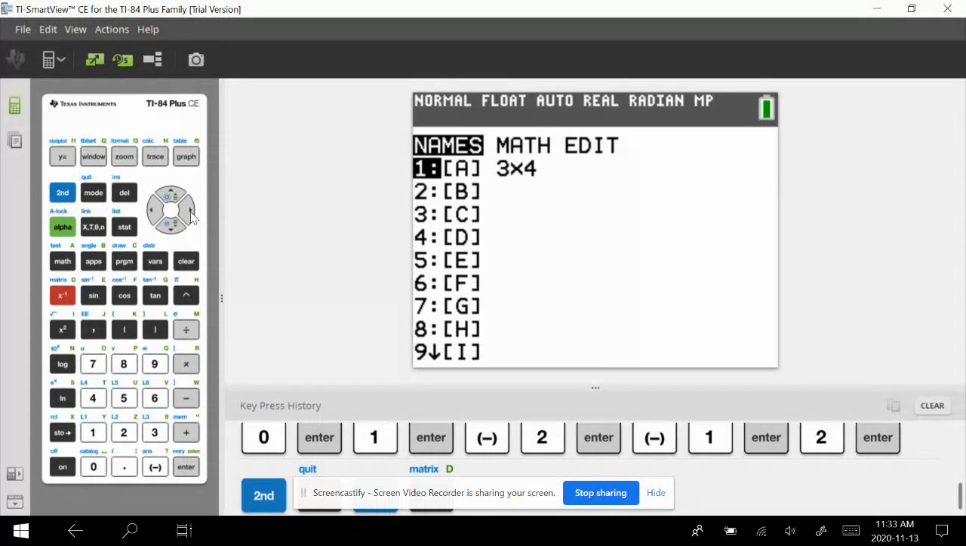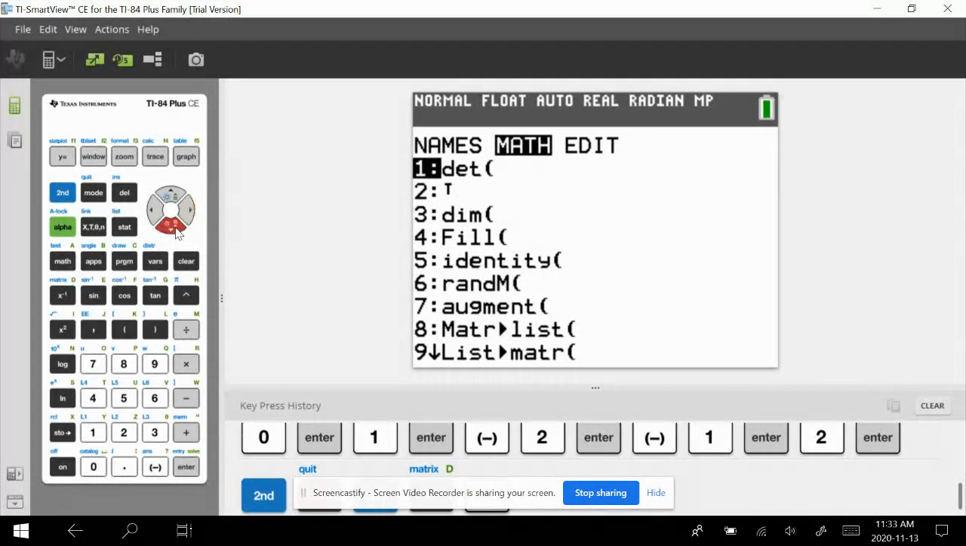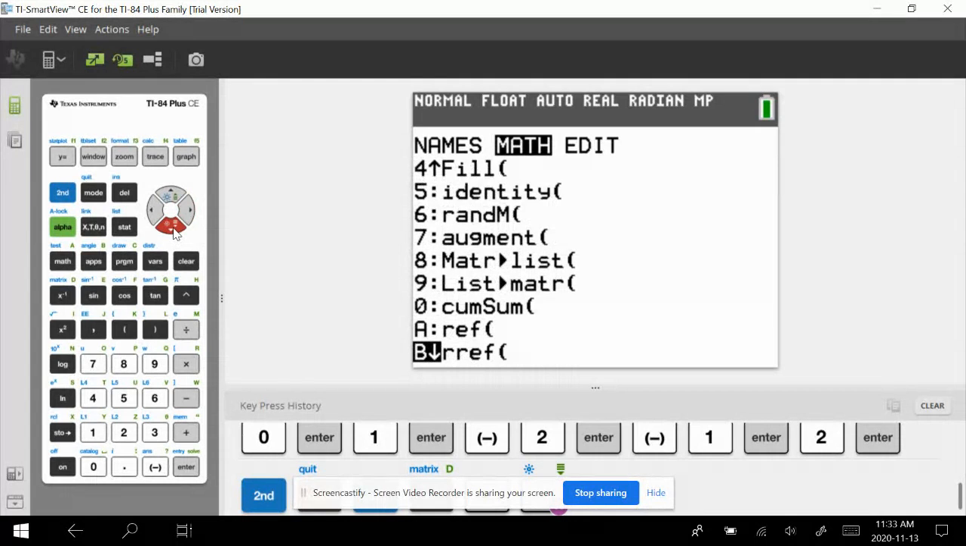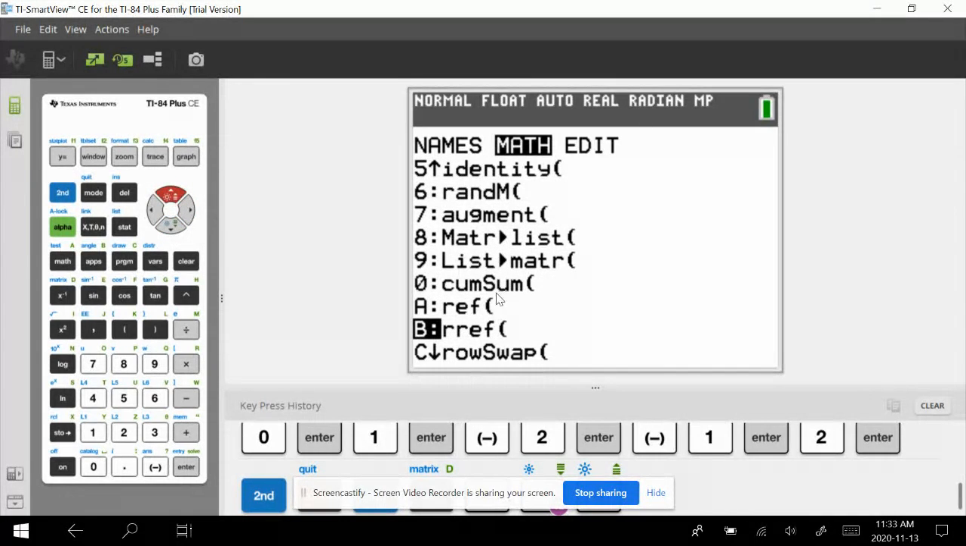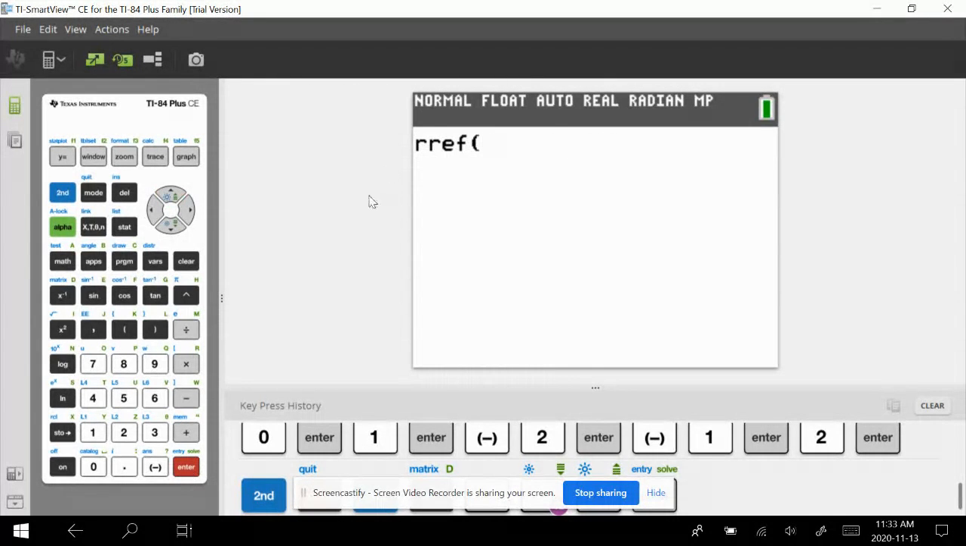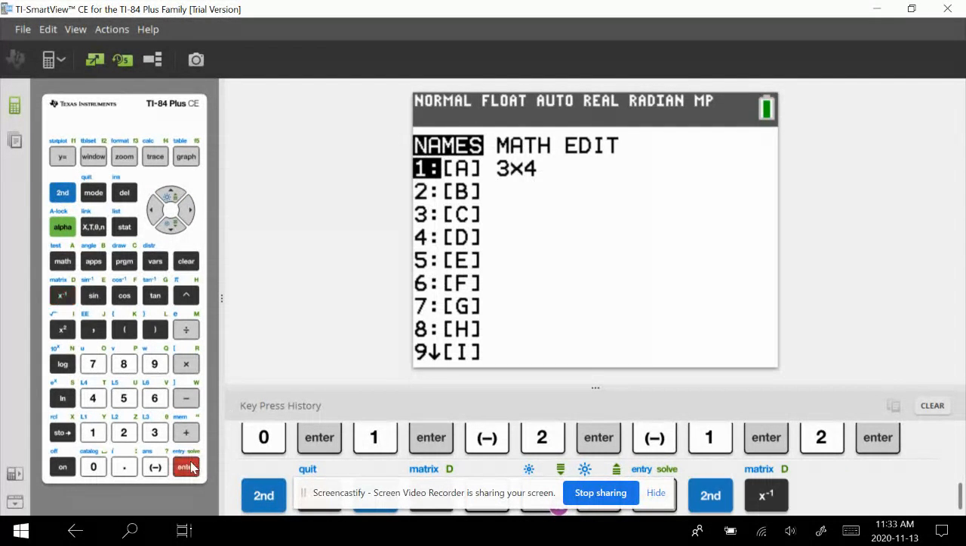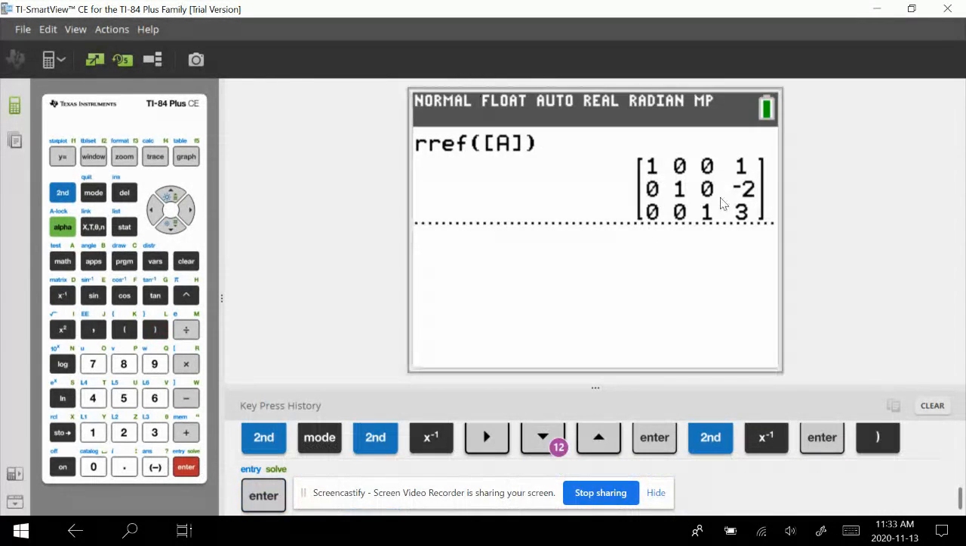Okay, so from here, we want to be able to solve this matrix, and here's what I mean by solve it. So we're going to go over to math, and we're going to go down until we hit RREF. Now, RREF stands for reduced row echelon form. Okay, and now we want to do this to matrix A. So I'm going to select my matrix button again, select matrix A, close my bracket, and I'm left with this answer over here. Now, what this answer means is 1x plus 0y plus 0z equals 1. So in other words, x equals 1, y equals -2, z equals 3. Okay, so this is how we do this question on our calculator.